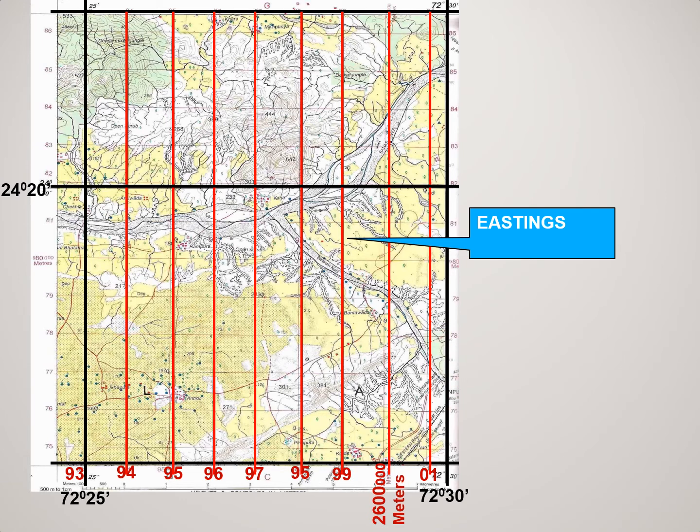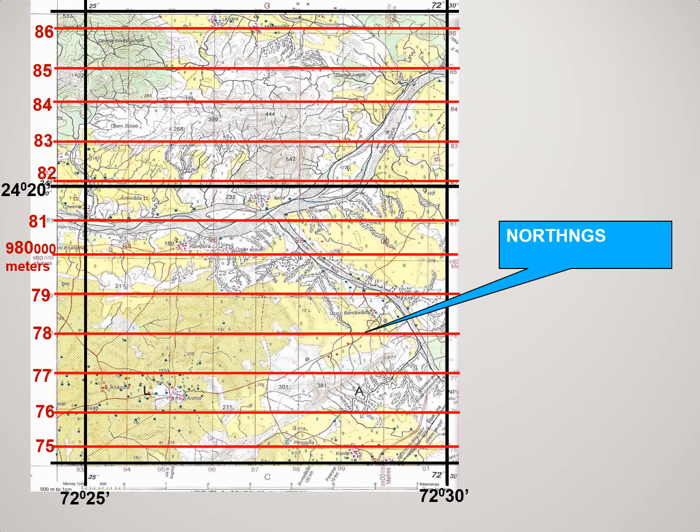So these are referred to as the eastings. Eastings increase in values from west to east. They are vertical lines, very similar to your longitudinal lines.